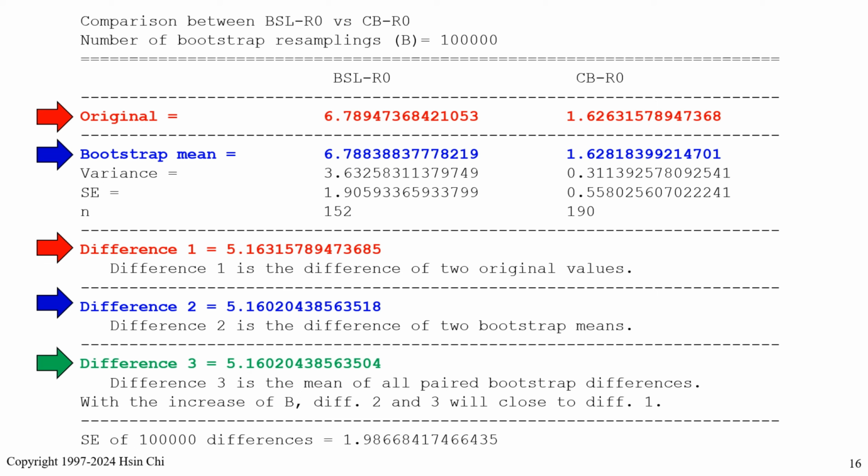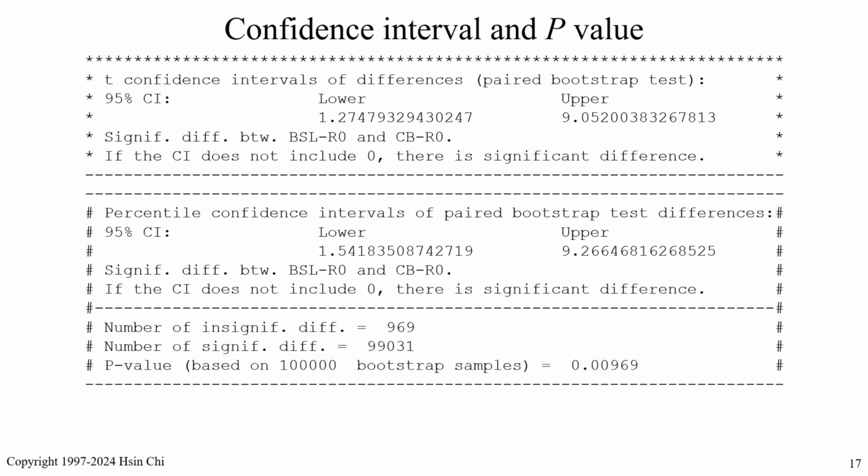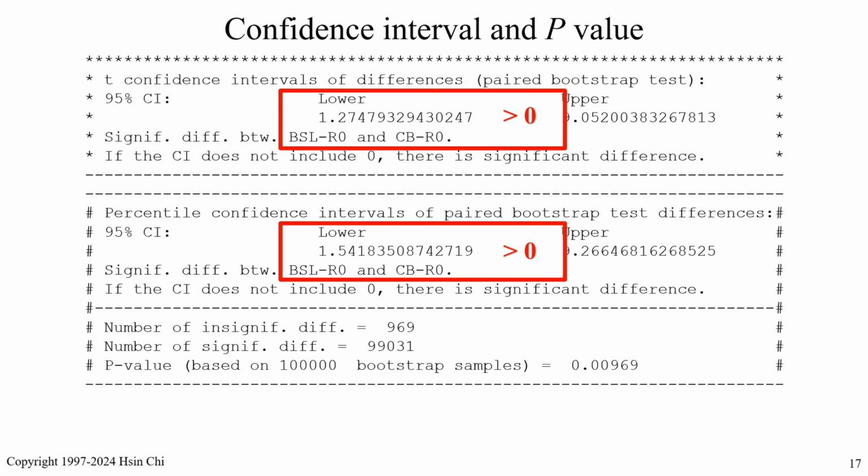The green difference 3 is the mean of all 100,000 paired bootstrap differences. In general, with the increase of B, the blue difference 2 and the green difference 3 will be close to the red difference 1. In this slide, the lower t-confidence limit of difference of BSL and CB is 1.2747. Thus, the confidence interval does not include 0, and there is significant difference between BSL and CB. The lower confidence limit of the percentile confidence interval is 1.5418. It also shows there is significant difference.